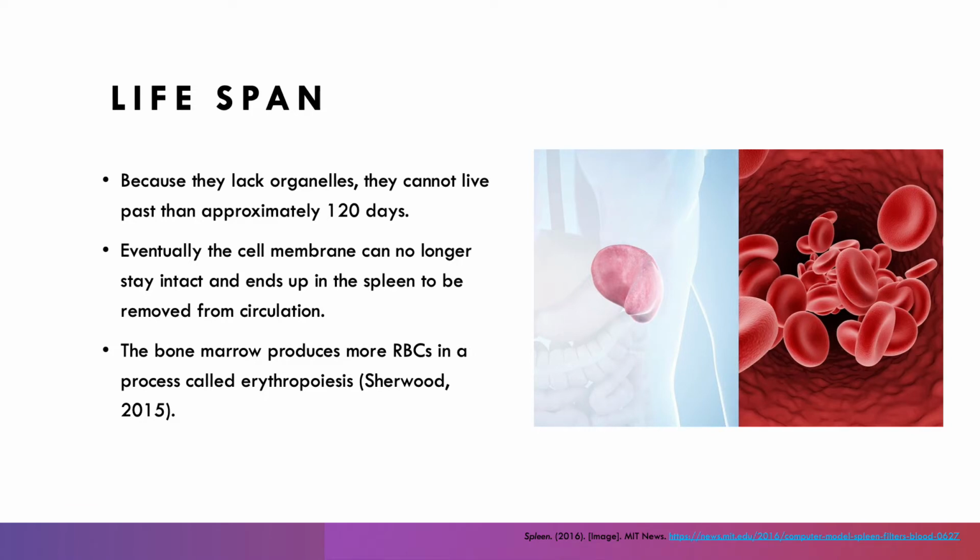Because red blood cells lack organelles and a nucleus, they cannot replicate themselves through DNA replication and through the process of mitosis. So they cannot live past about 120 days. Eventually, the cell membrane starts to break down and it can no longer stay intact. It will end up in the spleen to be removed from the circulation. The bone marrow produces more red blood cells in a process called erythropoiesis.